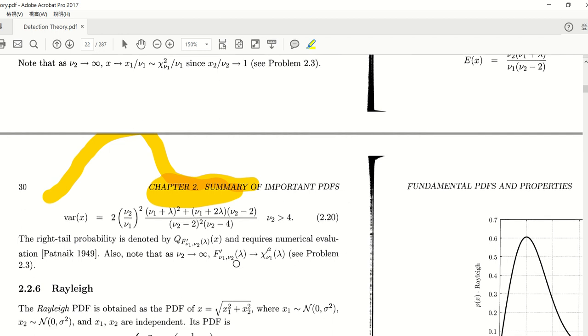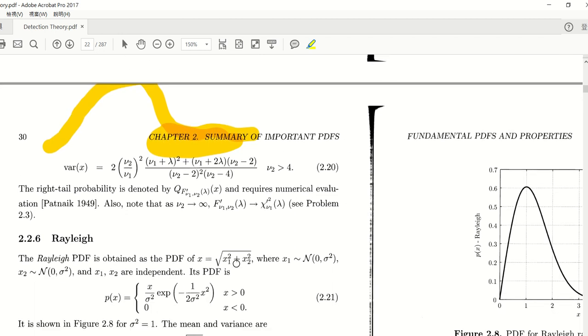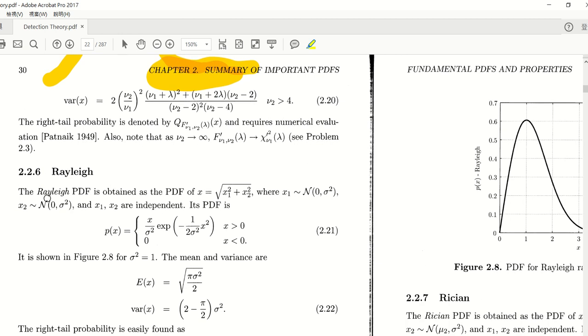And then in the next chapter we are going to talk about Rayleigh and then Rician. Those are also common examples we will encounter in engineering problems.